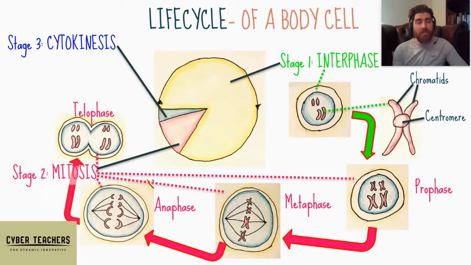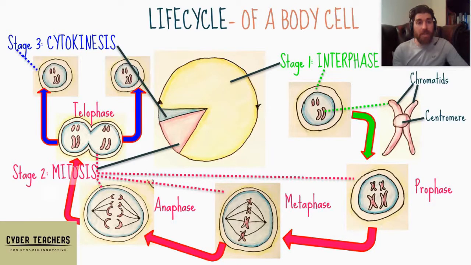And then we go on to telophase, where you can see that the chromatids are collected at the opposite poles of the cell, and a nucleus will form around those, ready for cytokinesis, which is stage 3, whereby the cytoplasm and the cell membrane divide completely, and we've got 2 genetically identical daughter cells. And each one of those will go on to start its own interphase.